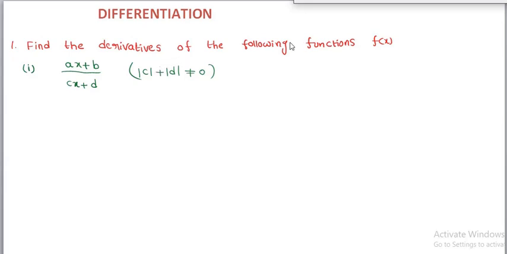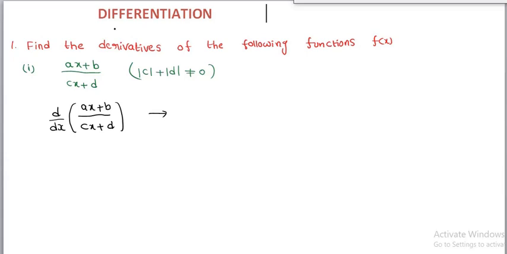So find the derivatives of the following function f of x. The first question: (ax plus b) by (cx plus d). So derivative, or differentiate with respect to x, dy by dx. Same question: derivative, or dy by dx, or differentiation with respect to x, all have the same meaning. So d by dx of (ax plus b) by (cx plus d).